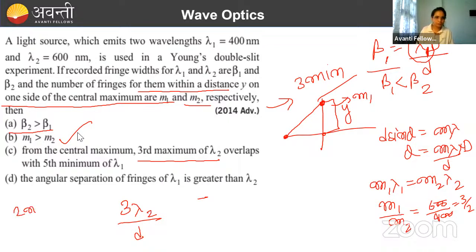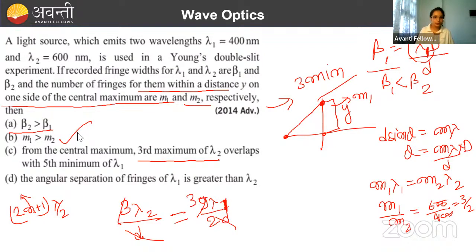So what is the condition for minima? (2n plus 1) lambda by 2d. For first minima I told you to take n equal to 0, so for fifth minima we will be taking n equal to 4. So this will become 9 lambda by 2, so the angular position will be 9 lambda by 2d. And both are overlapping, meaning these two angular positions are the same. Sorry, this is lambda 1 now. So now equate these two and see what you get.